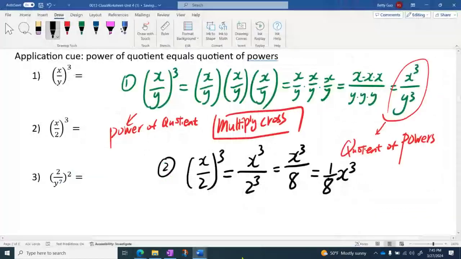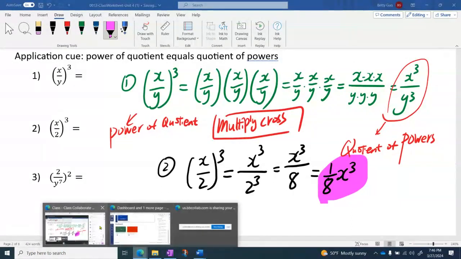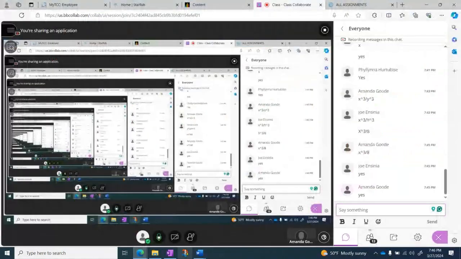And why do I need to write it like this? Because this is a term. Remember term. This format is a term format. 1 over 8 is a coefficient. X cubed is the variable part. Very good. Perfect.